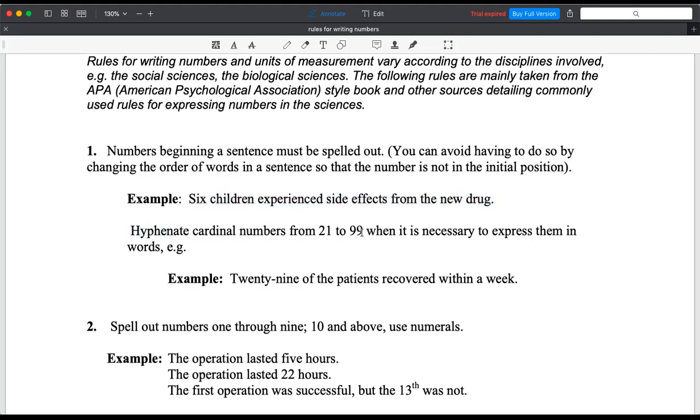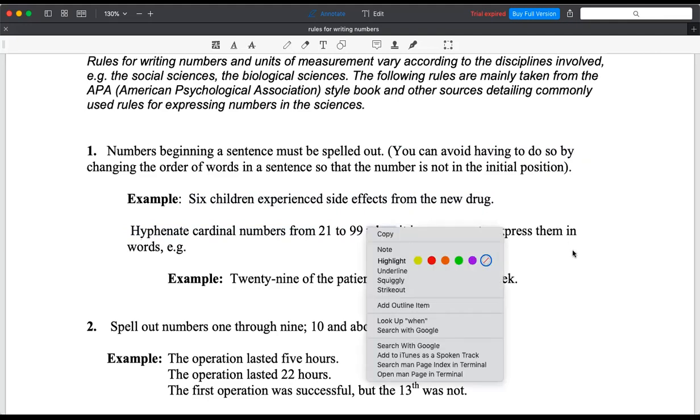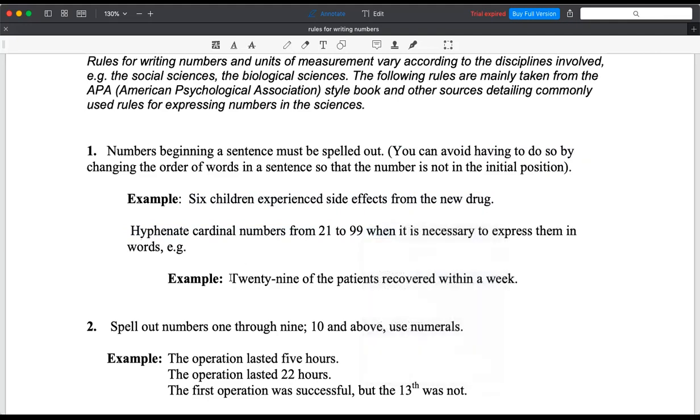Hyphenate cardinal numbers from 21 to 99 if it is necessary to express them in words, even if they are at the beginning of a sentence. Hyphenated words are considered adjectives. Numbers are adjectives in English writing. Because it is at the beginning of a sentence, again, I must spell them out. For example, "Twenty-nine of the patients recovered within a week."